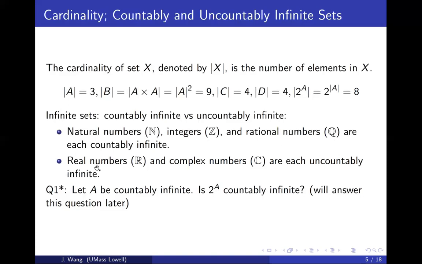And then uncountably infinite sets include, for instance, real numbers. You could denote real numbers by R, and complex numbers, denoted by C. So they are each uncountably infinite.